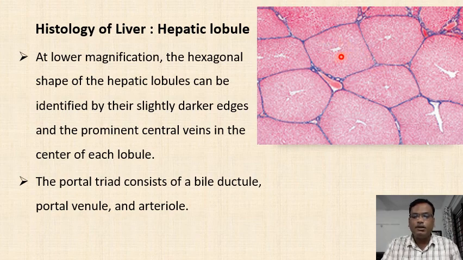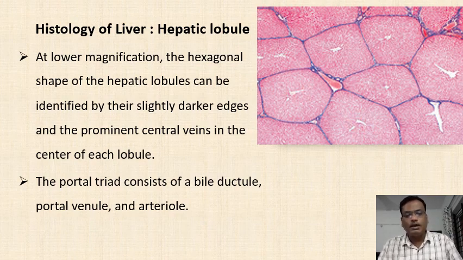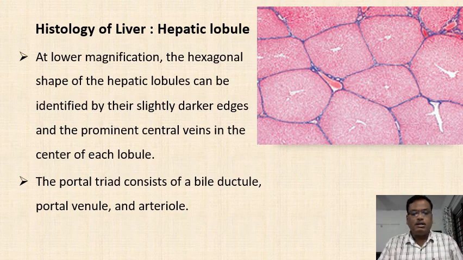So one hepatic lobule has one central vein. In each hepatic lobule, you can see one central vein like this. This is how, under the microscope, the section shows hepatic lobules very clearly, and the structures called portal triads or hepatic triads are found at the junction of hepatic lobules.